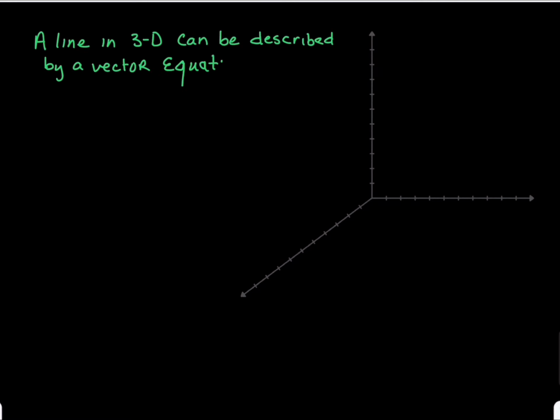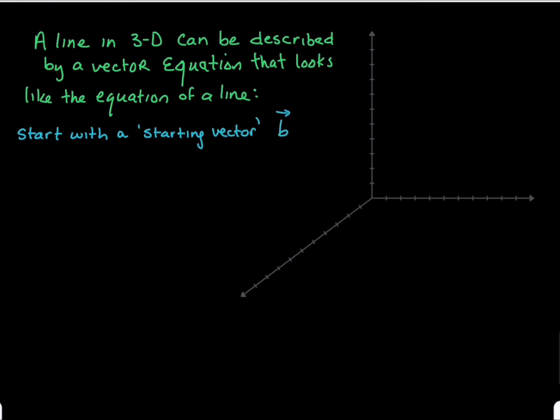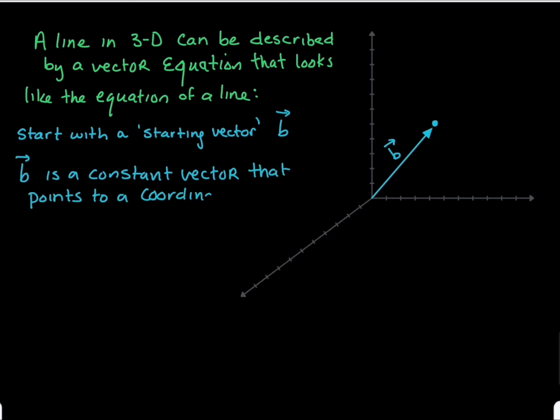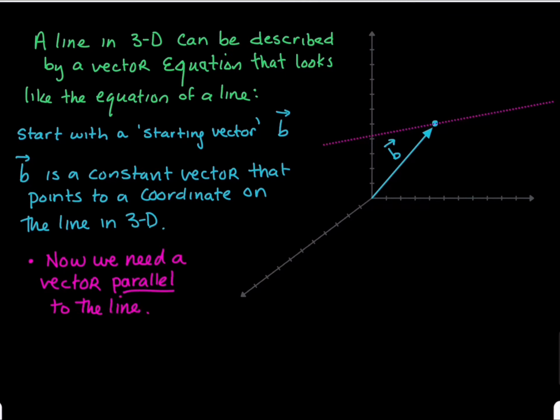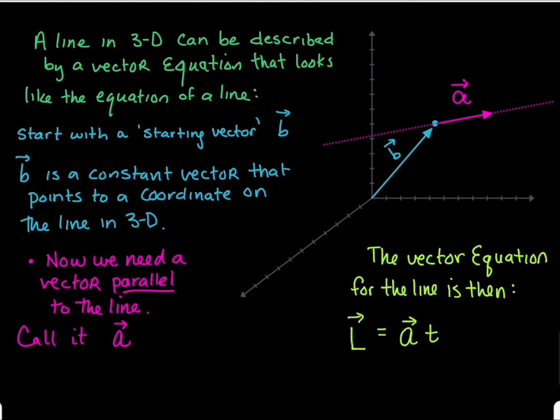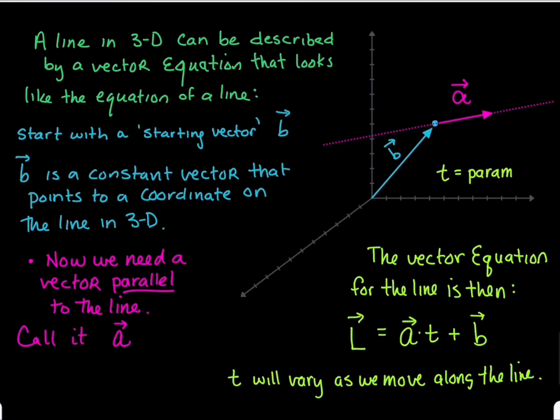A line in three-dimensional space can be described by a vector equation that looks like the equation of a line. So starting with a vector b, like the starting point or the y-intercept, b is a constant vector that points in the direction of a coordinate point that lives on this line. Now we need a vector that is parallel to this line, let's call it vector a, and if we are going to describe moving along this line, we need a parameter t to include, so the line is given by the equation at plus b, just like mx plus b. The variable t is called the parameter.